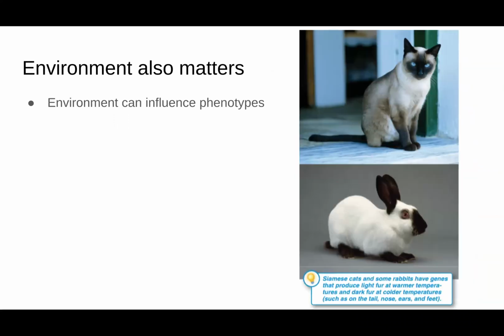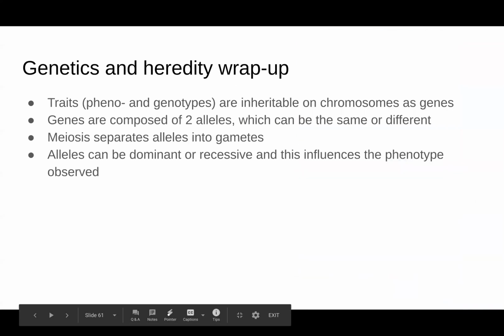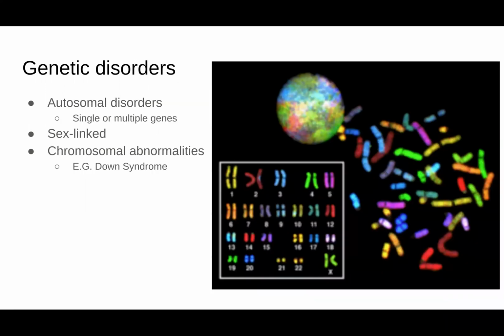In addition, environment also matters, and so your genes can be activated or turned on depending on temperatures. Cats and rabbits, depending on where they live, can take incredibly different colors. Siamese cats will typically get darker in colder environments and lighter in warmer environments, and we see the same thing for hares and some rabbits as well. So it just depends on the environment in this case. And actually, we're not wrapping this up. Let's keep on moving. Let's talk a little bit more about genetic disorders.